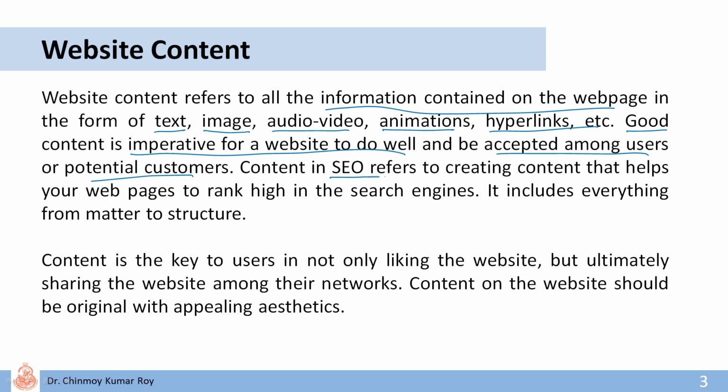Content in SEO refers to creating content that helps your web pages rank high in the search engines. If you give good content, it would attract more website traffic, it would be shared by users, talked about among users, and users will refer it to their networks. All of this builds the trust and credibility of your website, which improves your ranking in search engine pages. It includes everything from the matter, that is, the content, to the structure of the website.